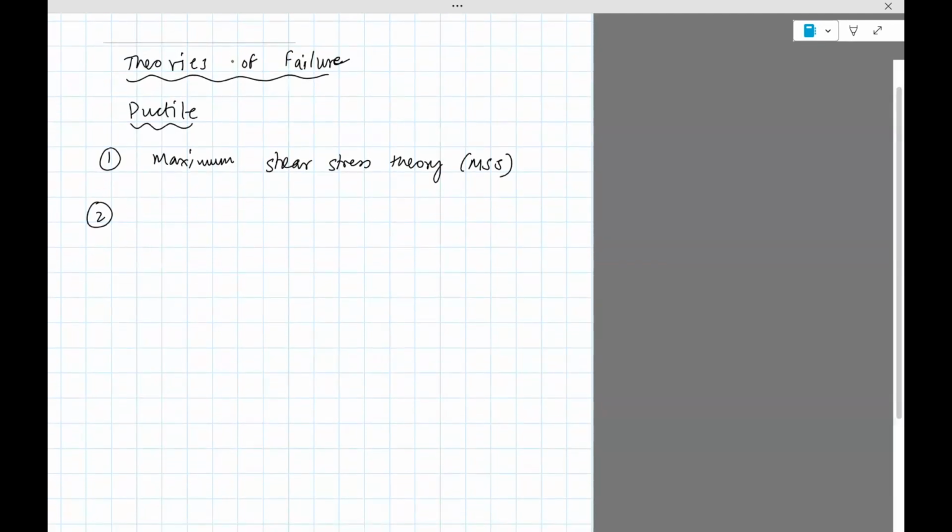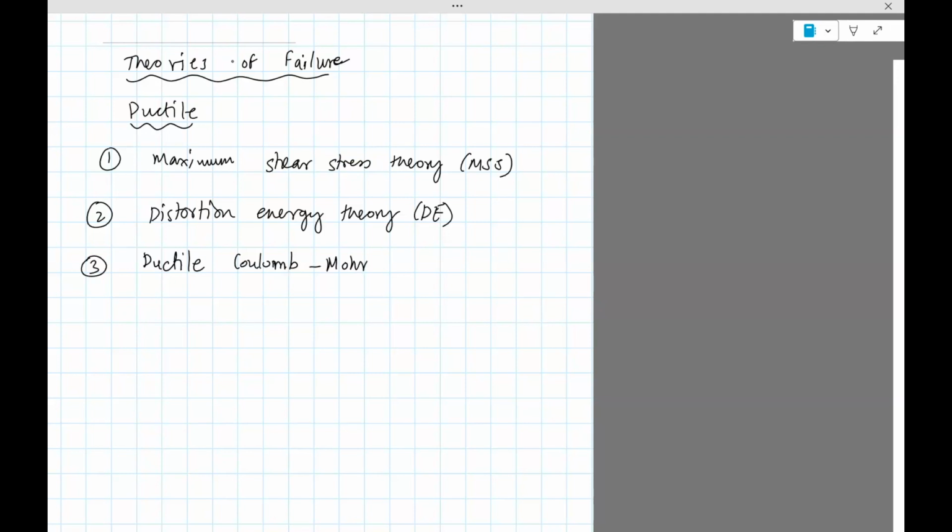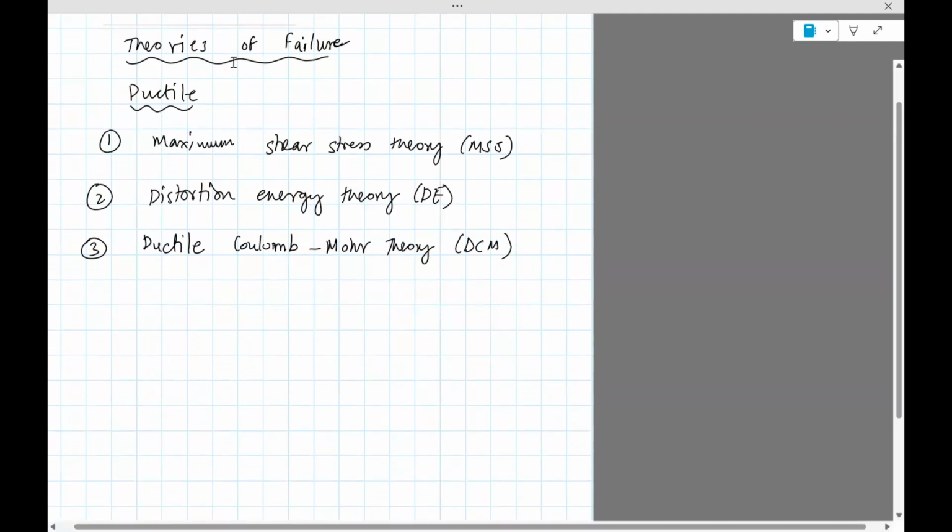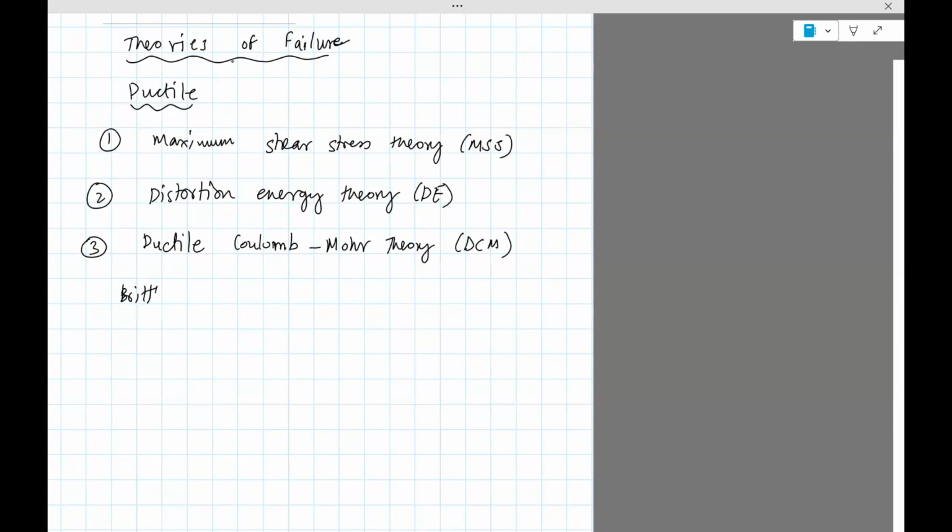Second one is distortion energy theory, DE. Third one is ductile Coulomb-Mohr theory, DCM. Then we have three theories for brittle materials.